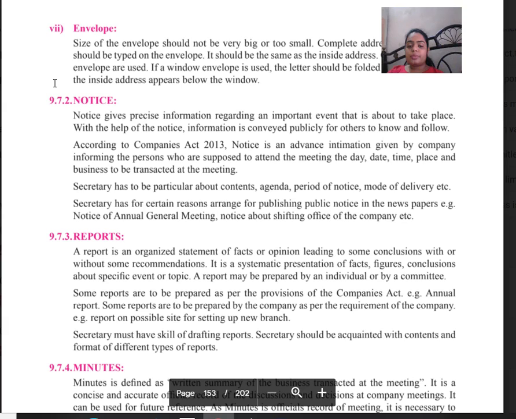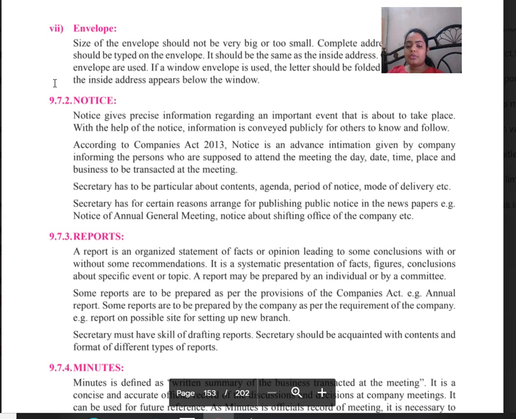The secretary has to be particular about contents, agenda, period of notice, mode of delivery, etc. The secretary also has certain reasons for publishing a notice in the newspaper. Examples are the notice of the annual general meeting and the notice about shifting the office of the company. So notice plays a very important role, and it covers information such as the date of the meeting, the day, time, place, and businesses to be transacted at the meeting.